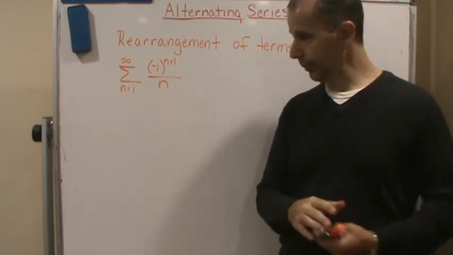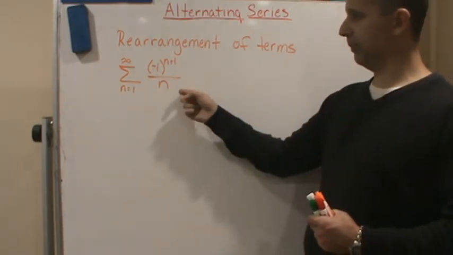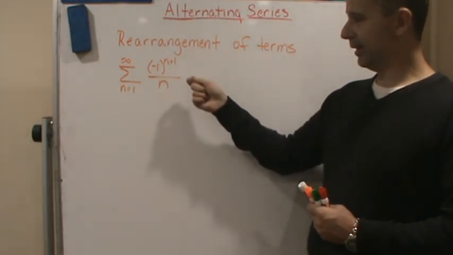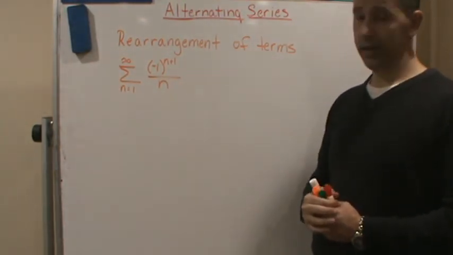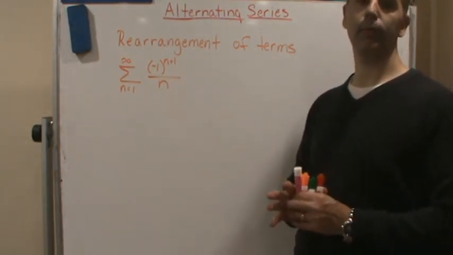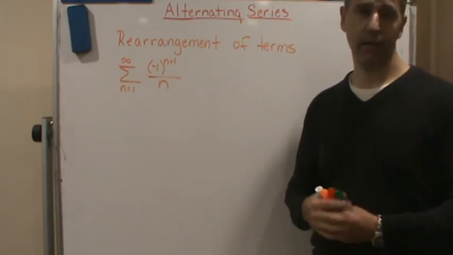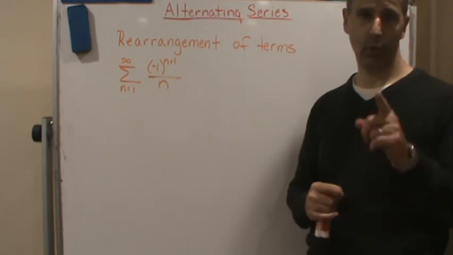So what I'm going to do is an example showing you how I can make this series, the alternating harmonic series, equal something other than the natural log of 2. So I'll do that next time.